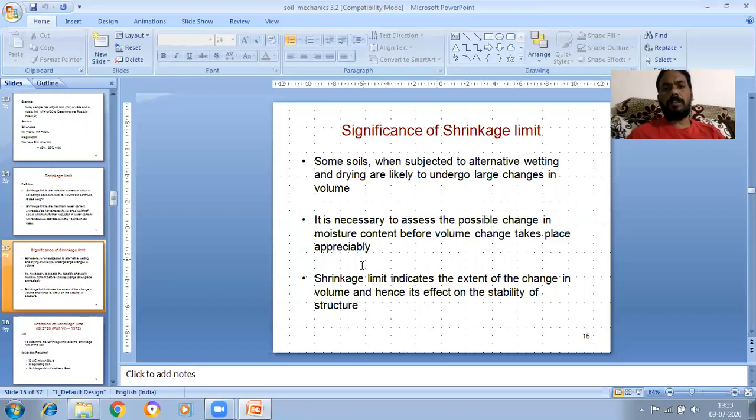It is necessary to assess the possible change in the moisture content before volume change takes place appreciably. Next point. Shrinkage limit indicates the extent of the change in the volume, and hence its effect on the stability of the structure. So the shrinkage limit indicates how much change in the volume takes place, and hence its effect on the stability of the structure.